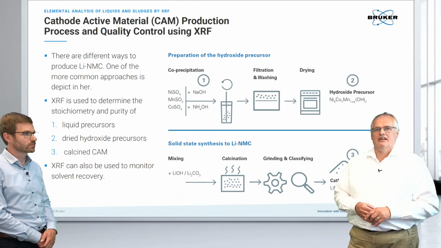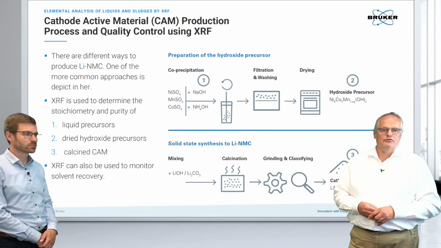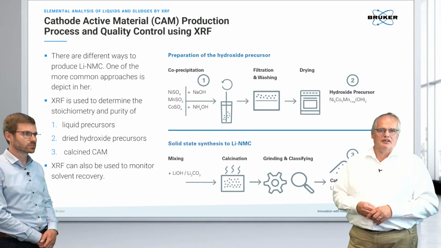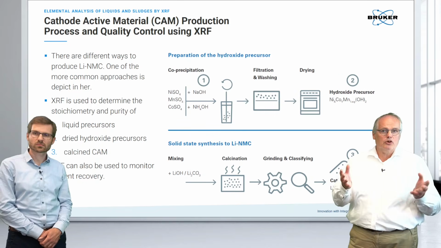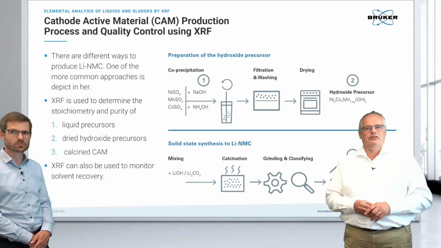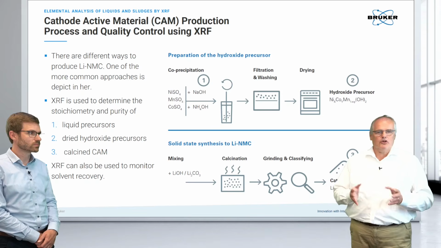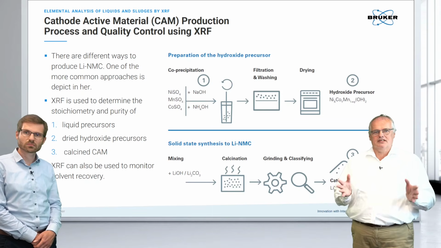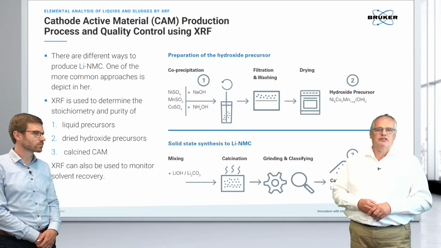We look at cathode active material, the production of batteries. Typically there are different ways to produce nickel, manganese, cobalt, lithium batteries. And XRF is widely used because we can analyze the purity and the stoichiometry of the precursors, the dried hydroxide or the calcinated cathode active materials. And of course it's very important to keep a constant ratio between those ingredients and to know the purity of those chemicals.